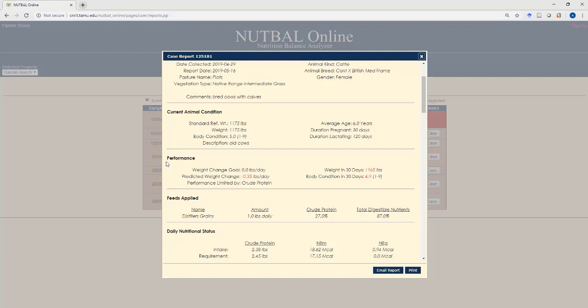NUTBAL evaluates the diet quality relative to your herd's requirements and then estimates what is limiting animal performance from a protein and energy standpoint so that you could make protein and energy supplemental feeding decisions.